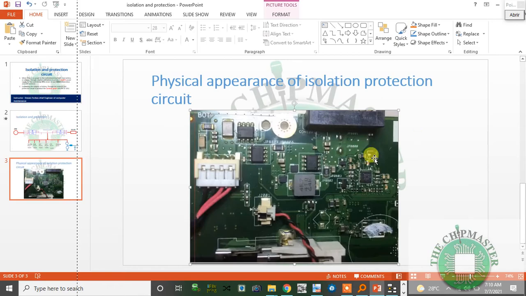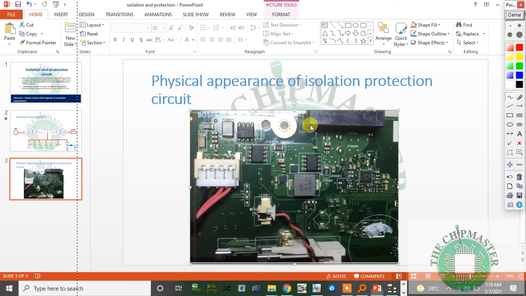Okay, so as you can see here, we have isolation and protection, as I was saying before. And this is the adapter section, and this is the battery connector. So this is the adapter coming in from this red wire. This is 19 volts positive. As you can see, these large light green areas are where high current and voltage flow through these copper traces.